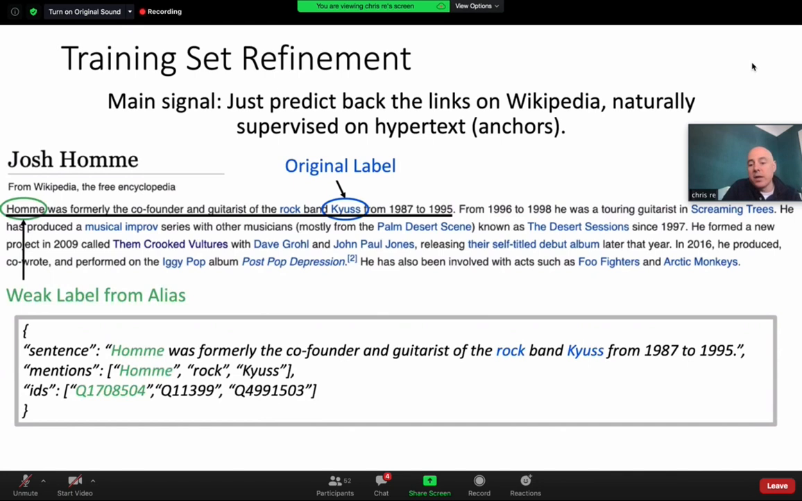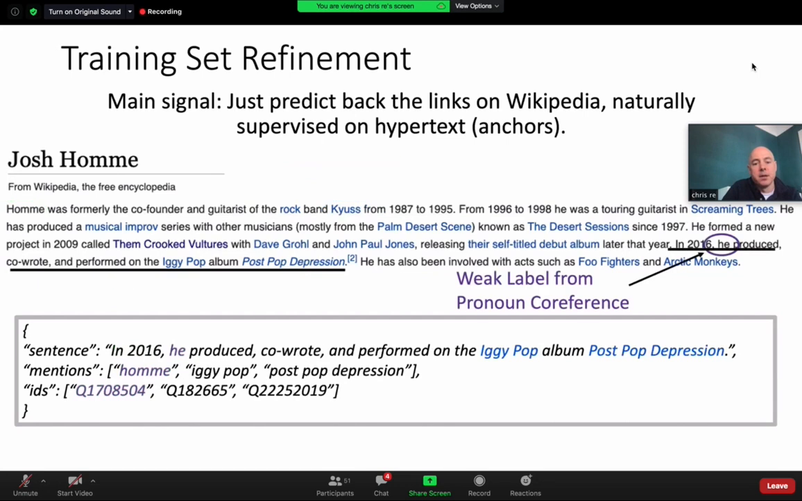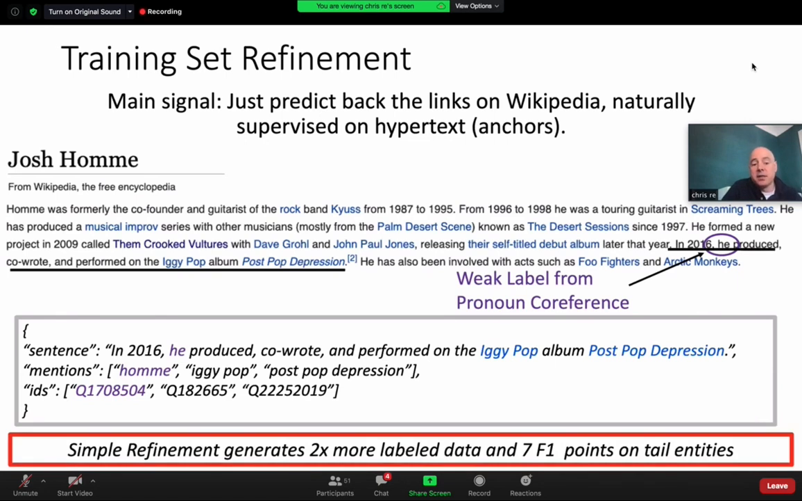Of course, there are weak labels. We know aliases of the entity, and we can include those as well. So this is looking at a particular guitarist, and we're adding his name here as a weakly supervised addition. We'll also do simple things like weak labels from pronoun and co-reference, and very simple techniques like Snorkel. If these things start to conflict with each other, we'll resolve those conflicts with just a little bit of probabilistic goo. This simple refinement generates about 2x more labels and generates about 7 points of F1 on tail entities. And that's a pretty substantial amount, 7 points of F1 just by doing this.